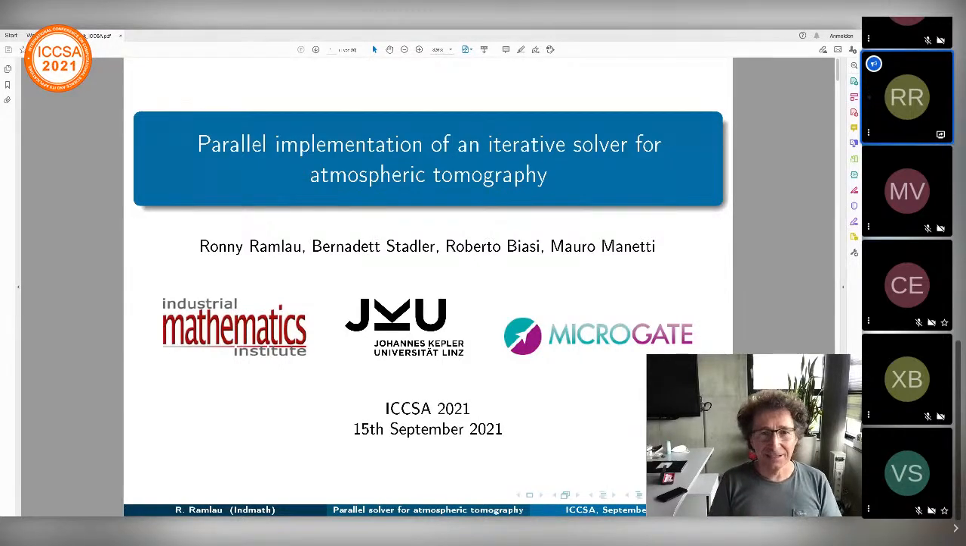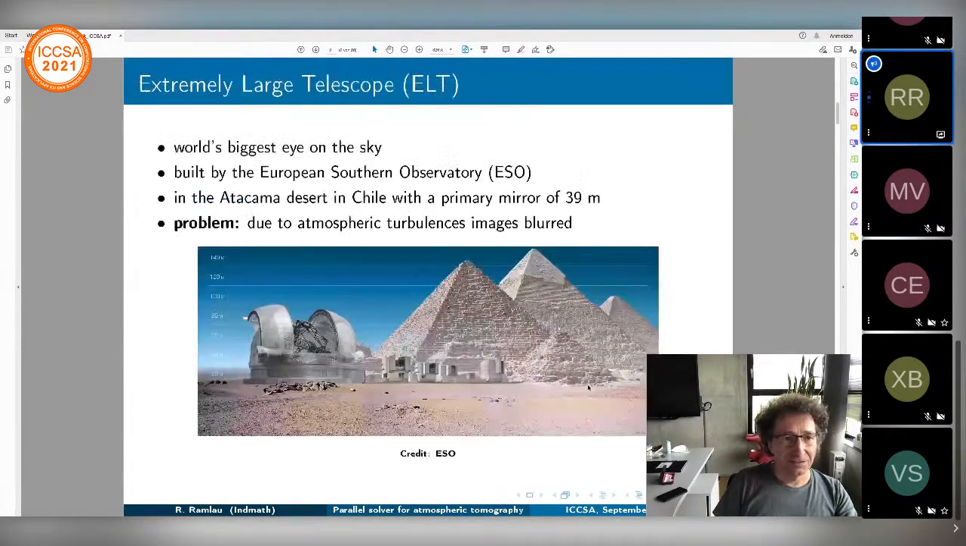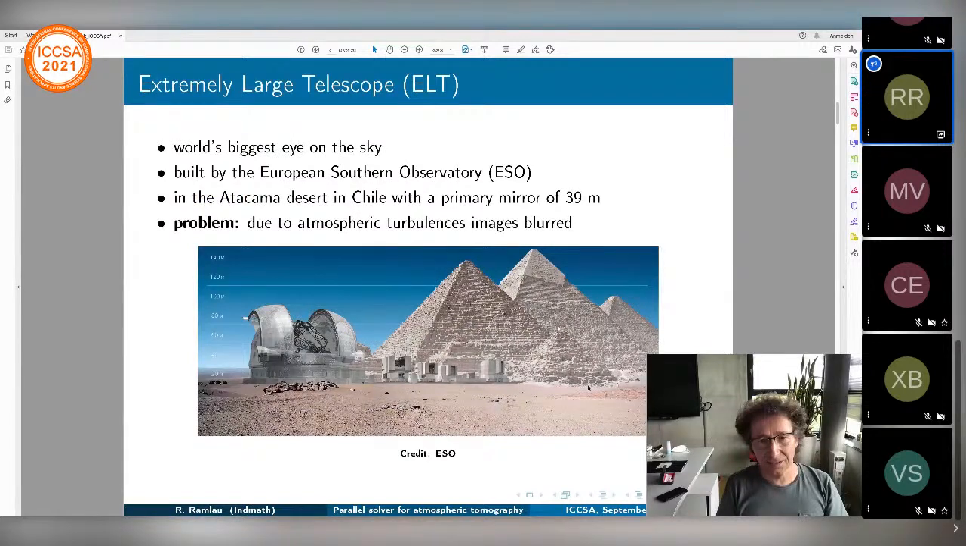This is a short report on the parallel implementation of an iterative solver for atmospheric tomography, and as Alessandro already said, it's joint work with Bernadette, Roberto, and Mauro. The introduction is related to the construction of the Extremely Large Telescope, the ELT. You see it over here, so you get an idea how big it is. It's going to be the largest telescope on the planet, with a primary mirror of 39 meters.